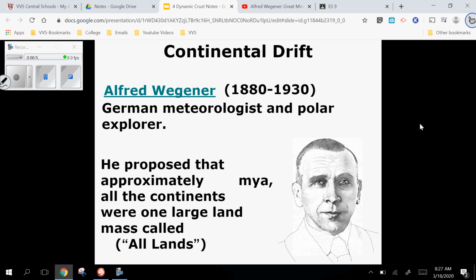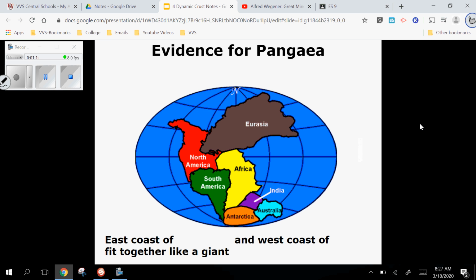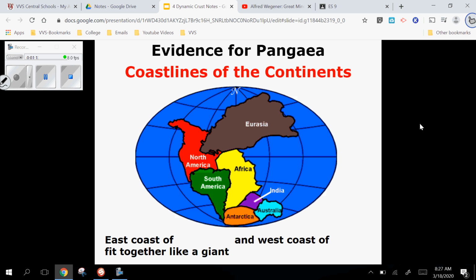Wegener proposed that 250 million years ago, all the continents were connected, and he named it Pangaea, which is a word that means all lands. Now, why did he make this proposal? Well, he made this proposal because he was one of the first people to notice this. All right, he noticed that, specifically to start with, South America and Africa kind of sort of fit together like a little jigsaw puzzle.